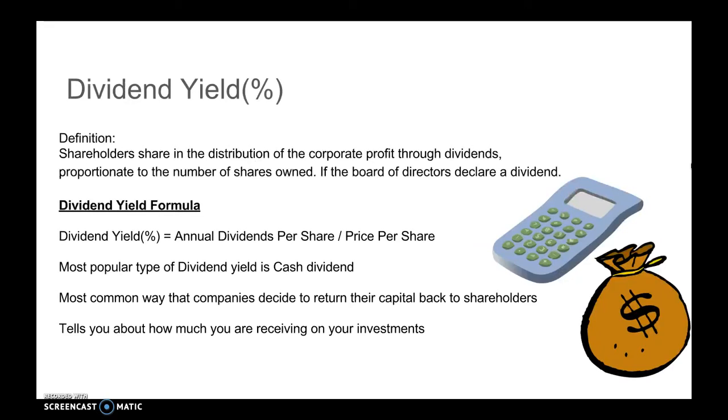Dividend yield. Shareholders share in the distribution of a corporate profit through dividends, proportionate to the number of shares owned. If the board of directors declares a dividend, the dividend yield is a financial ratio that shows how much a company pays out in dividends each year relative to its share price. Yields for the current year are often predicted from the previous year.